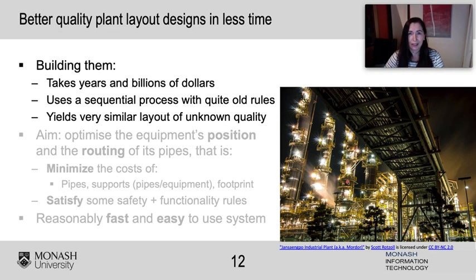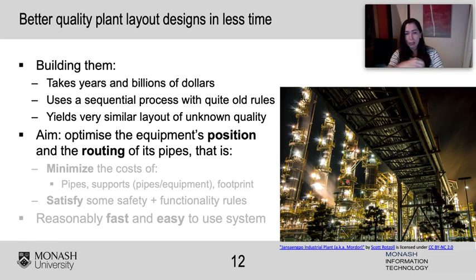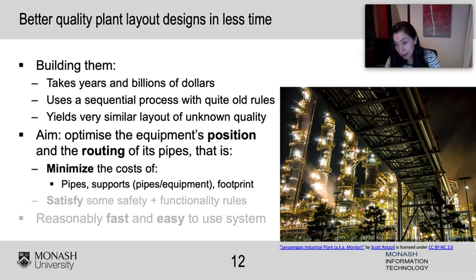So the aim of this company was to optimize the equipment position. So you're trying to figure out what is the best place to put the equipment and how to connect all the pipes around it in such a way that minimizes the cost. And by the cost, so this is a kind of plan, is the cost of all the pipes. You can see there's enormous amounts of pipes. The support, so these things are supports to all these little bits and pieces, and the footprint, so try to compress as much as possible. And also, of course, to minimize this cost while satisfying some safety rules and some functionality rules.